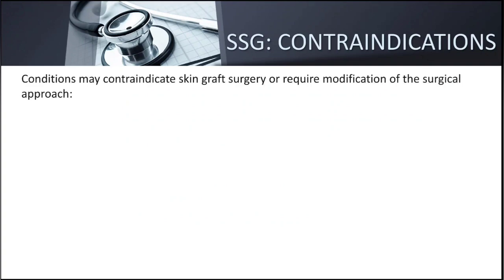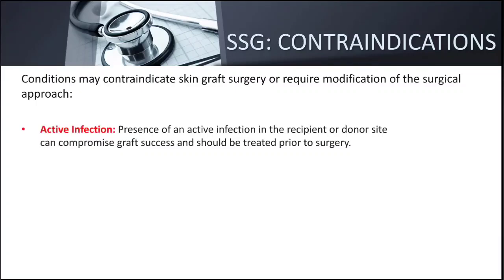So these are the conditions that may contraindicate a skin graft or may require modification prior to a surgical approach. These are the contraindications. Contraindications usually are classified into relative and absolute. Active infection: presence of an active infection in the recipient or donor site can compromise graft success and should be treated prior to surgery.